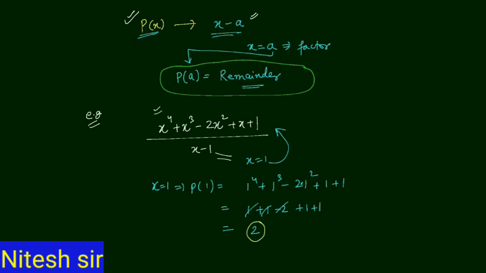So by putting the zero of the divisor, we find the remainder of the polynomial. Got it? And when we divide x⁴ + x³ − 2x² + x + 1 by x − 1 by the long division method, we also get the remainder 2. Here we put x = 1 because x − 1 = 0, so x = 1, and we get the remainder 2.